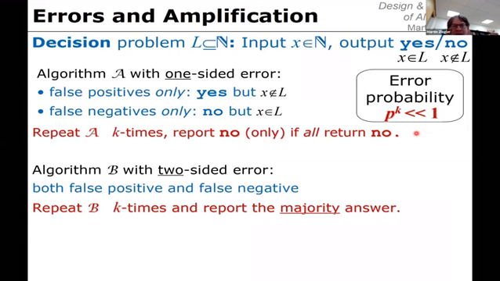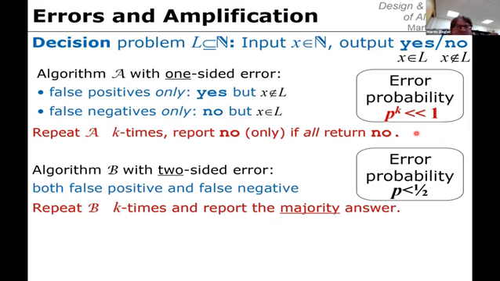We want to analyze the probability of this algorithm to fail. To this end, let's again suppose that the original algorithm has some error probability p, and here we need to suppose that this error probability is strictly less than 1/2. Why strictly less? In the one-sided error case, we only needed to require that the error probability is strictly less than 1. Here we need to require error probability strictly less than 1/2.